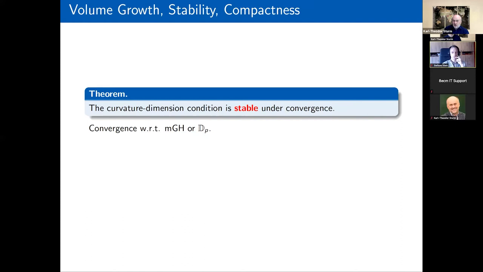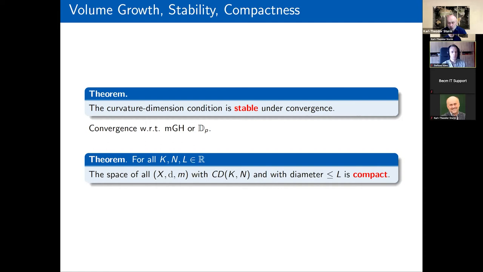For the notion of stability, of course, we have to agree on a notion of convergence. There is a well-established notion of measured Gromov-Hausdorff convergence, which is quite okay in some sense. It's not really optimal because it's not a notion of isomorphism classes. In some sense, a better concept is the topology coming from a transportation distance, which I will introduce in a minute, but there is not that much difference, which is important by now.